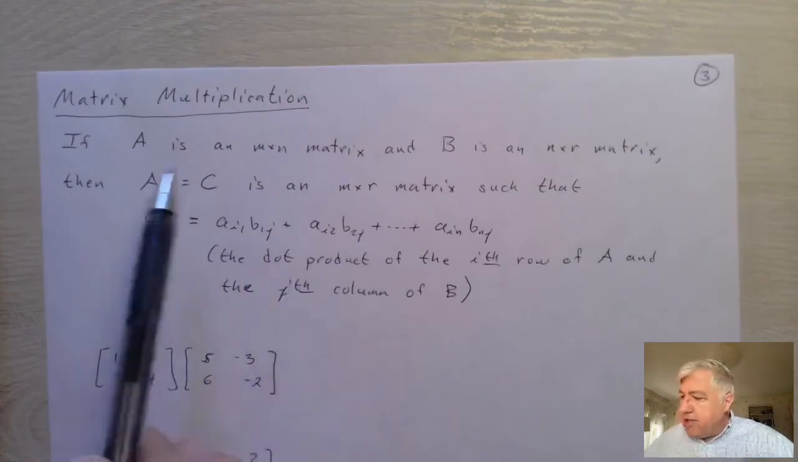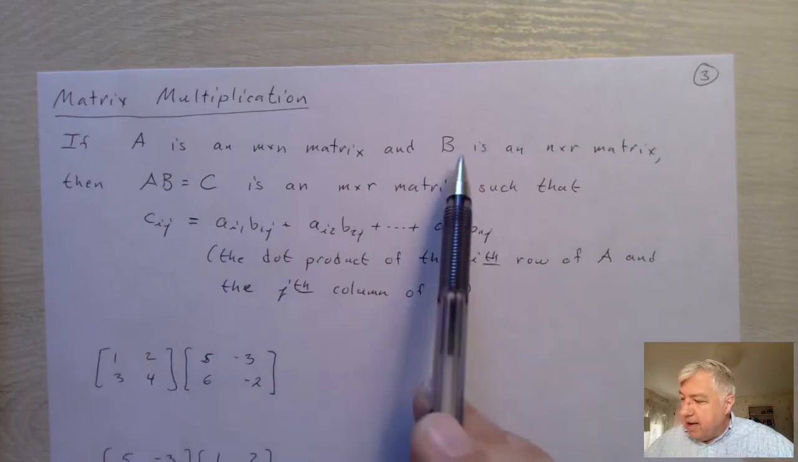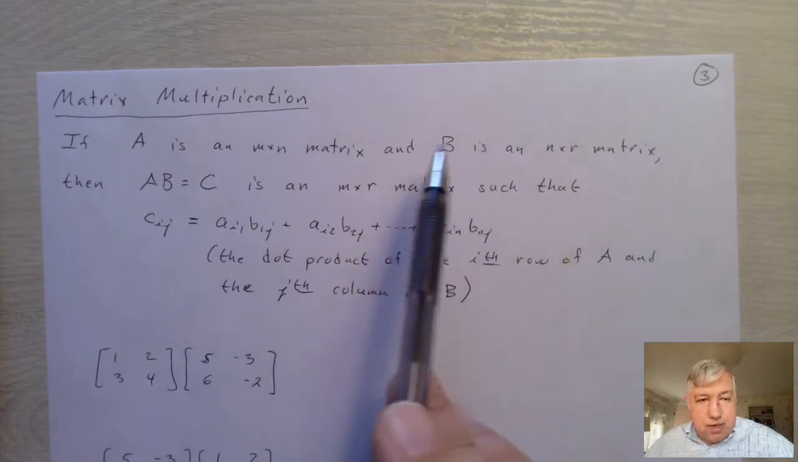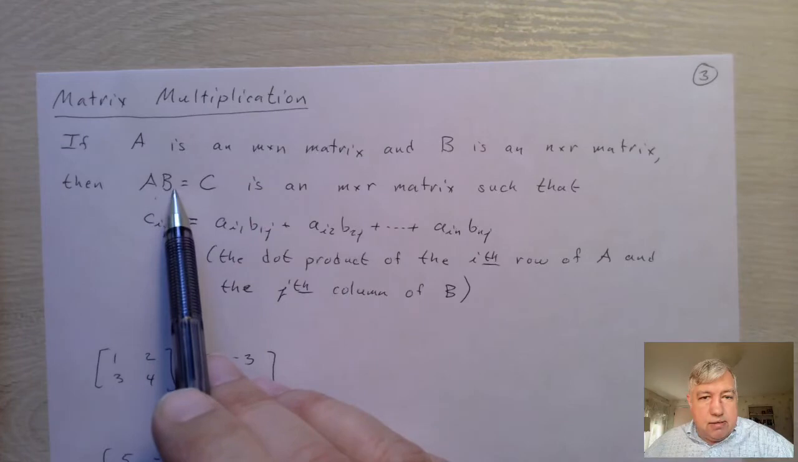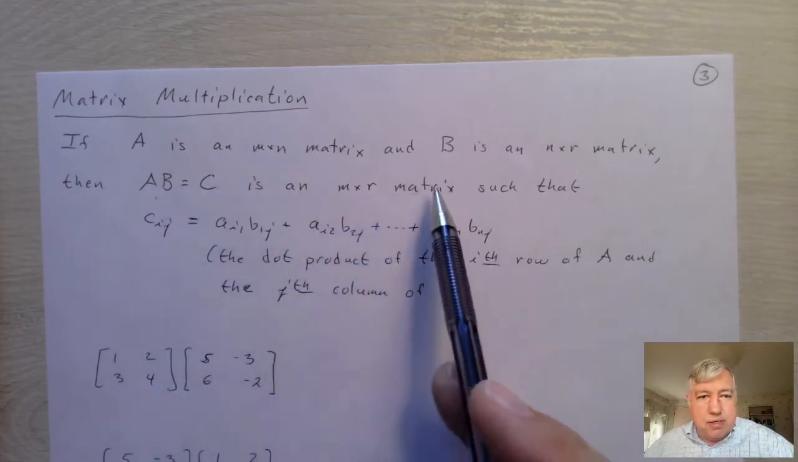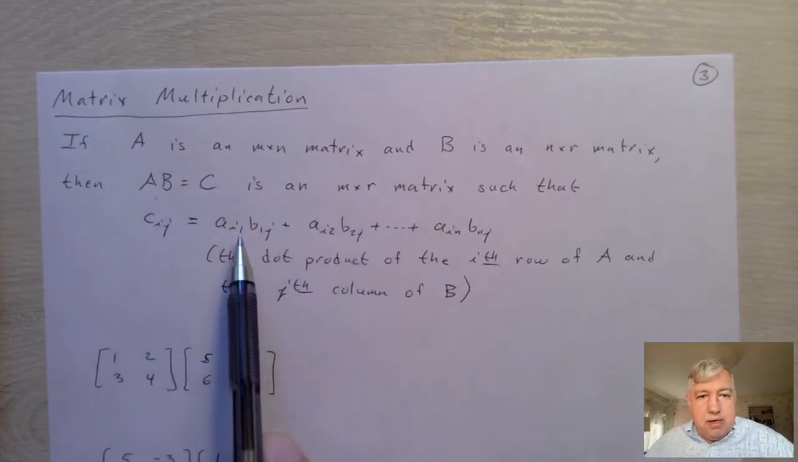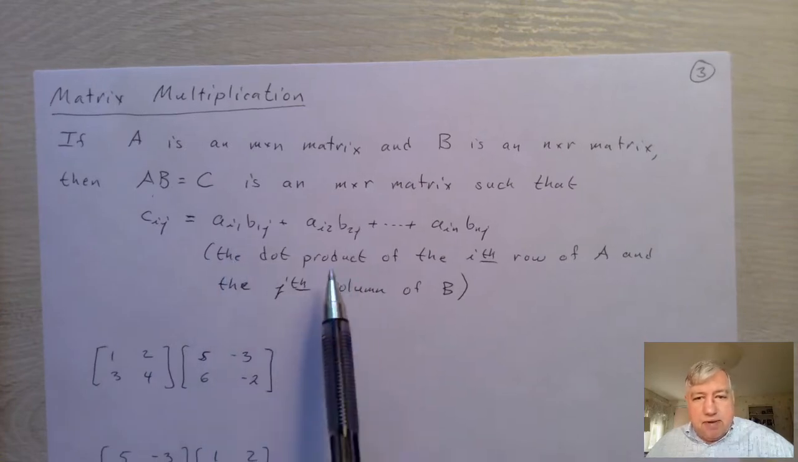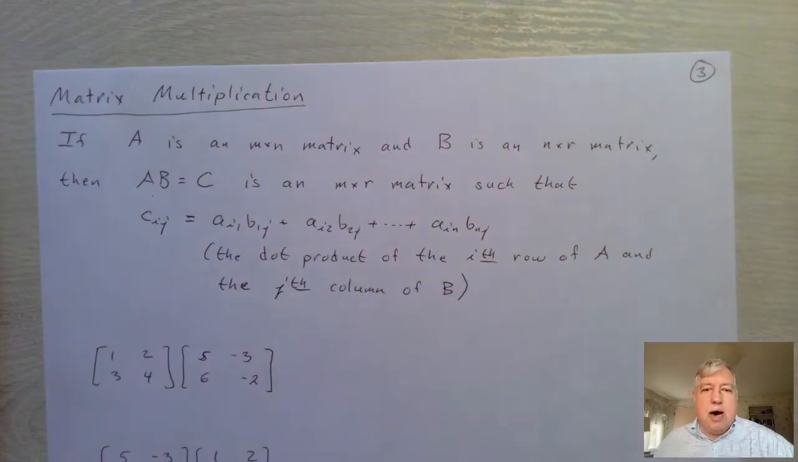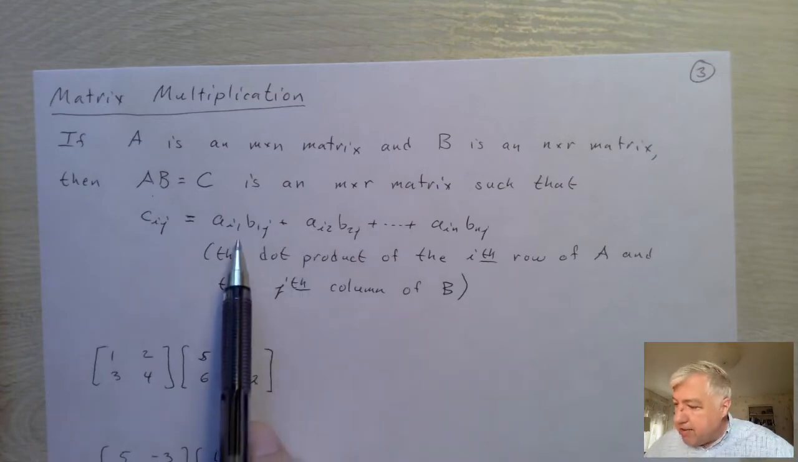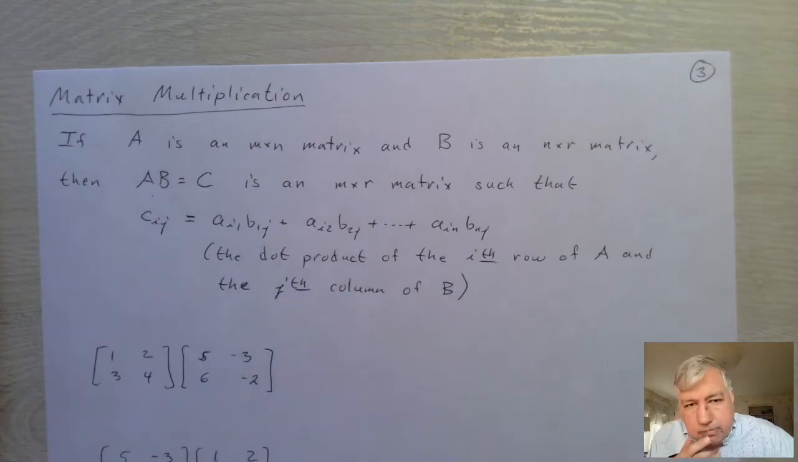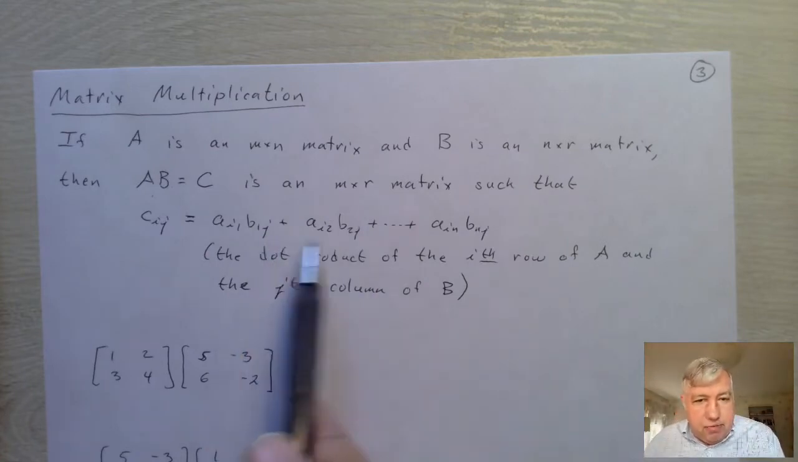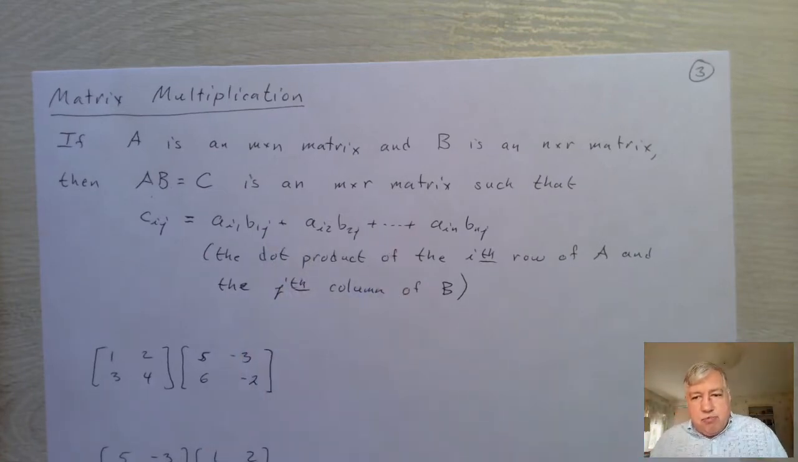So the way that works is, if A is an m by n matrix and B is an n by r matrix, then the product AB is an m by r matrix, such that the ij entry is really the dot product of the ith row of A and the jth column of B. Okay, we can also write it this way. I think it's a lot easier. Just remember, you would take the ith row of the first matrix, the jth column of the second matrix, and you take the dot product.